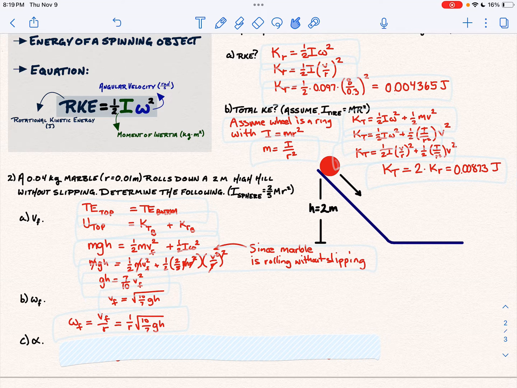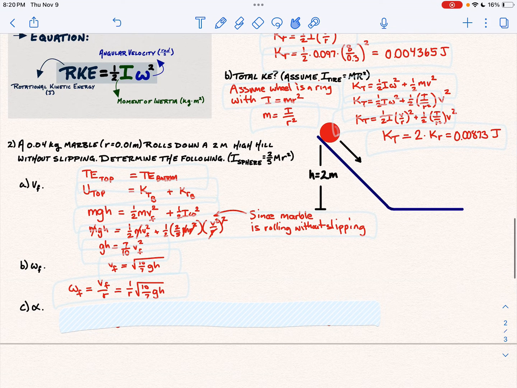The final omega at the bottom is just that divided by r. So 1 over r times the square root of 10/7 gh. And it's 10/7 because it had translational kinetic energy and then 2/5 mr squared for rotational kinetic energy.